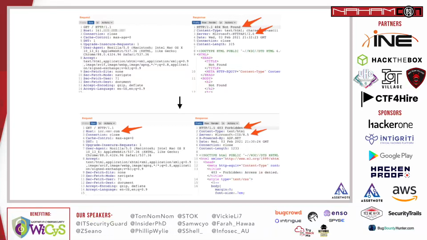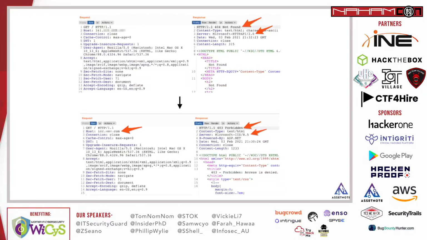So when you provide a host header with the virtual host that it's expecting, it actually routes you to a valid application. So you can see in the response in the second request, it's turned from a 404 into a 403, and you can see that the server header has changed from HTTP API to Microsoft IIS 8.5.